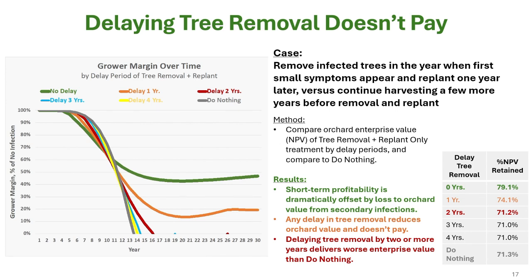It's difficult to do, but then it really becomes obvious if I say, well, what if I delay 2, 3, 4 years? And then we start seeing this down here, this gray line being that same do-nothing curve. And what this says is, if I delay tree removal by 2 years, it's no better than doing nothing at all. And at the same time, I'm becoming my own worst enemy by allowing that tree-to-tree transmission to occur.